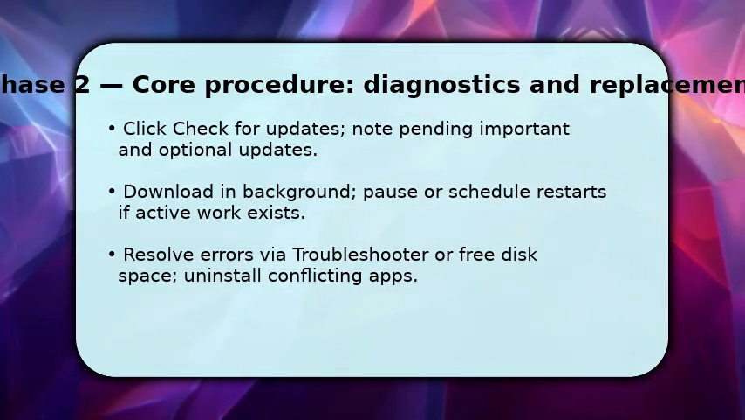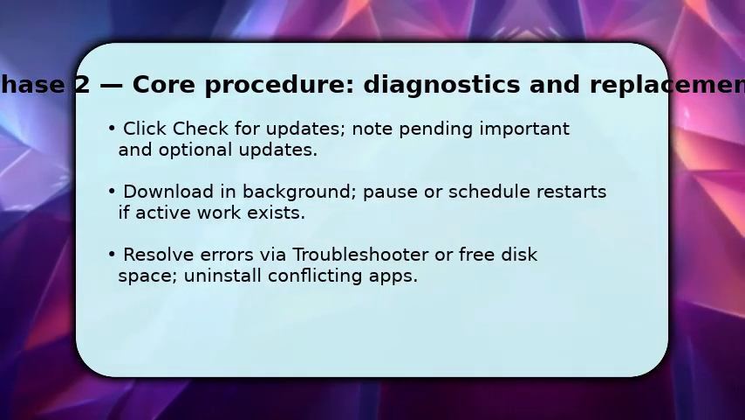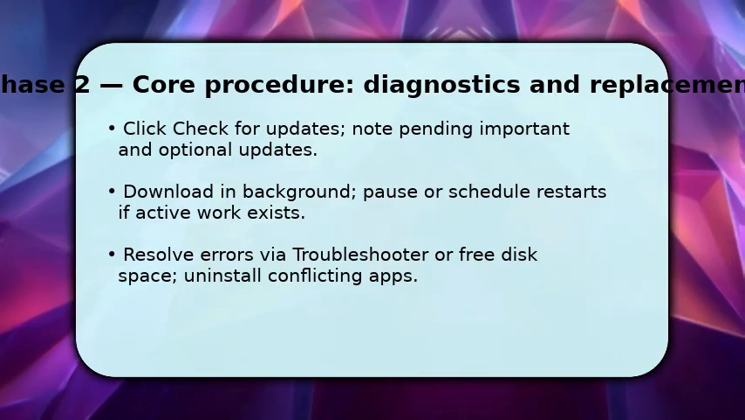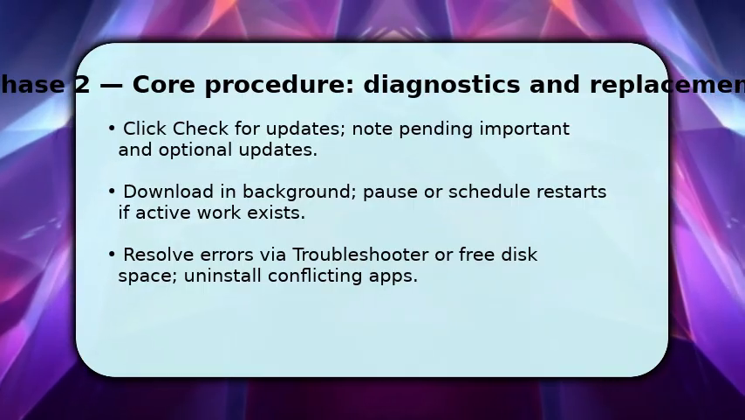If an update fails, run the Windows Update troubleshooter and free up at least 10% disk space. Sometimes uninstalling recently added apps that conflict with installs will clear the error. Keep monitoring until download completes.